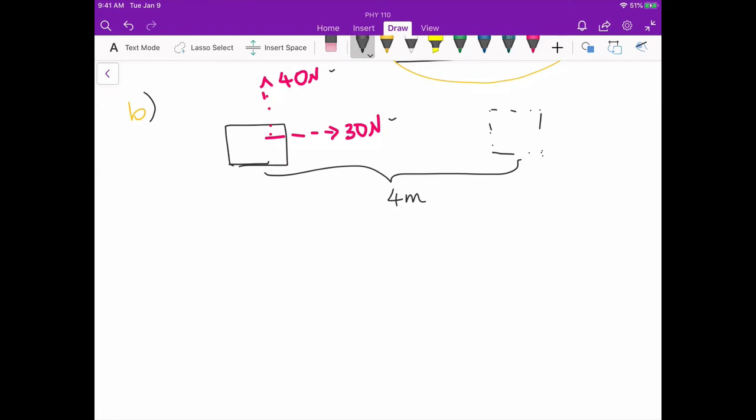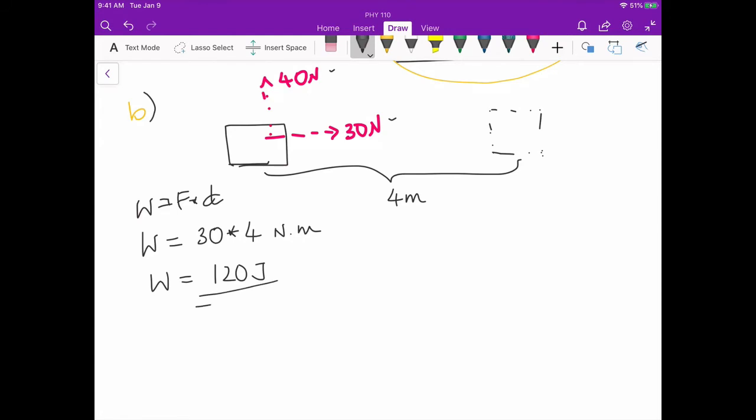According to our definition, work is equivalent to force times distance. Force and distance must be in the same direction. So therefore, work is equivalent to 30 times 4 Newton meter. So therefore, work done is equivalent to 120 joules. Simple.